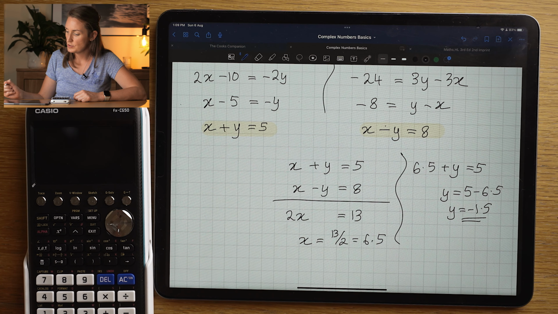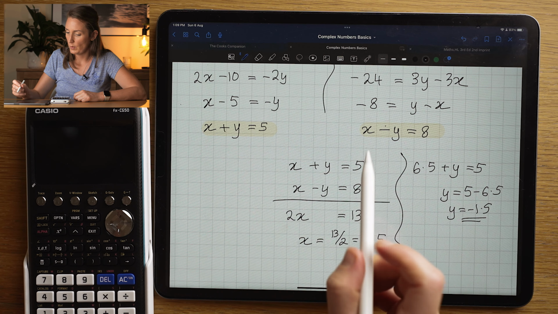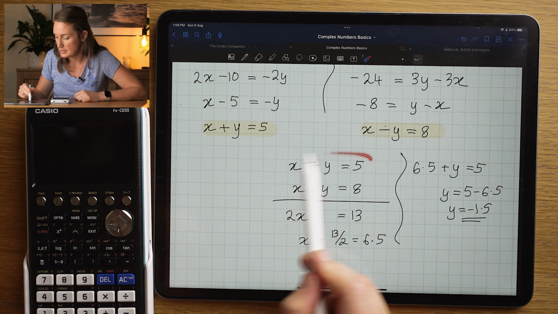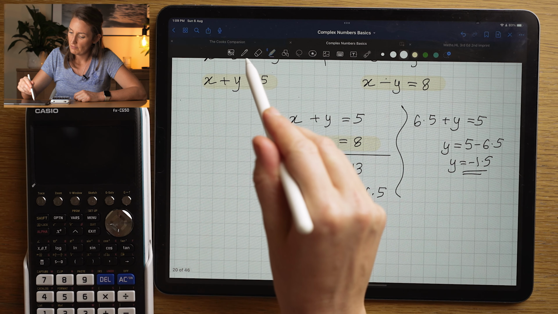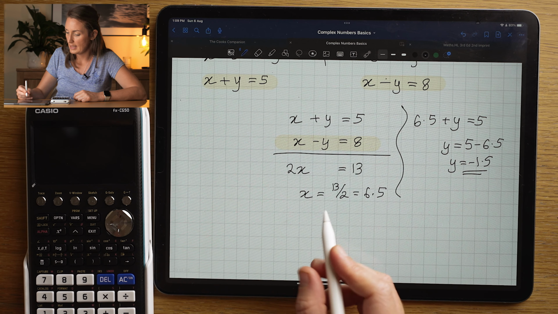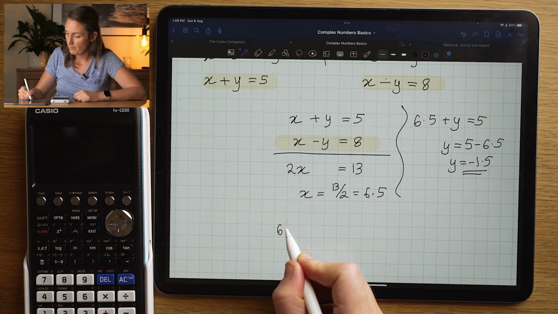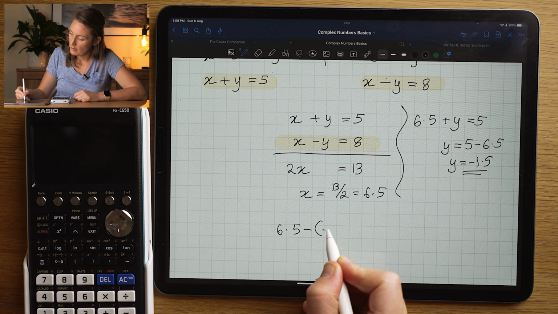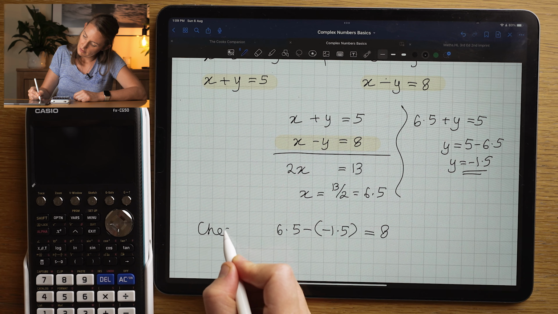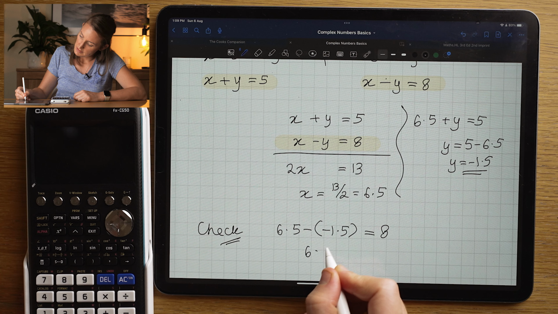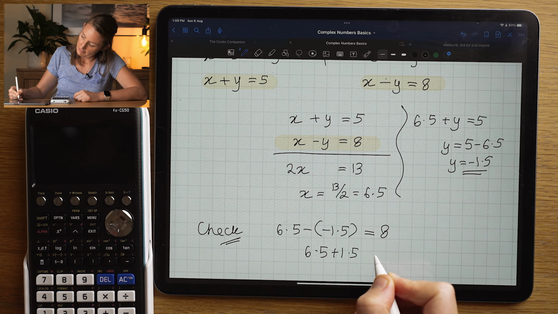It's always good to check your values in your second equation. I substituted into this equation, so I'm going to check using this one. And if I've done it right, x minus y should equal 8. So 6.5 minus minus 1.5, is that equal to 8? I'm going to check. Well, 6.5 add 1.5 is equal to 8.